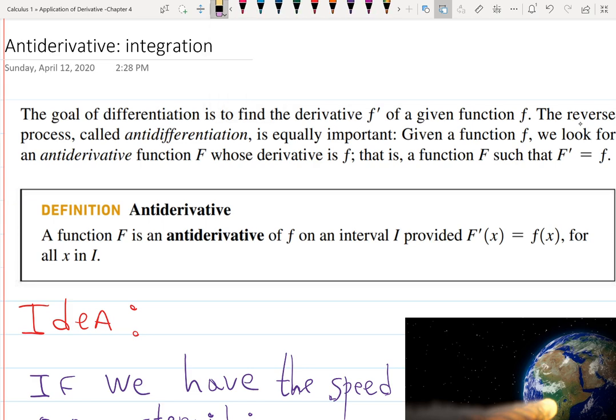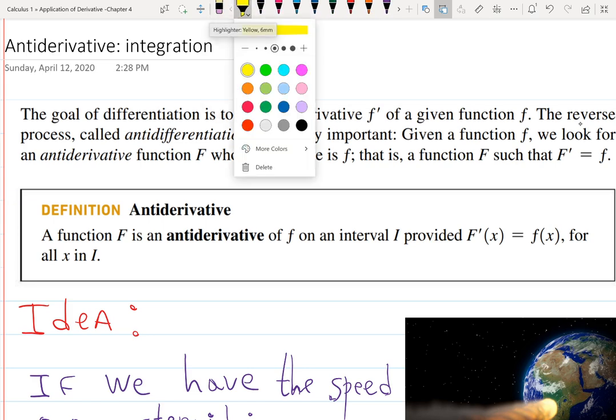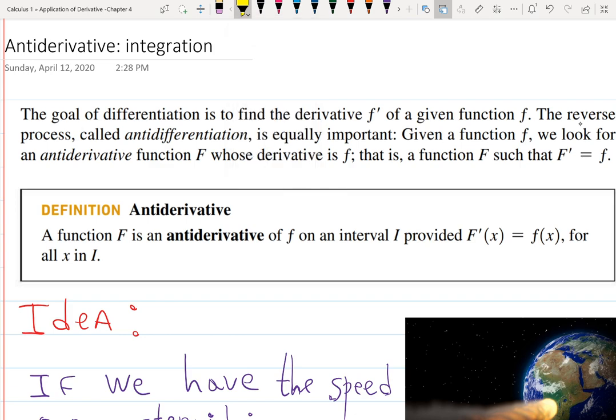Let's look through this concept, which you will definitely like a lot, because at the beginning it has a lot of guessing and you will do just great doing that. So the goal of differentiation is to find the derivative f prime of a given function f. We know that. What if I want to reverse the process? The reverse process, called antidifferentiation, is equally important. Given a function f, we look for the antiderivative function, and for now we're going to call it capital F, whose derivative is a small f, right? So that means when you differentiate capital F, you will go back to the small f.